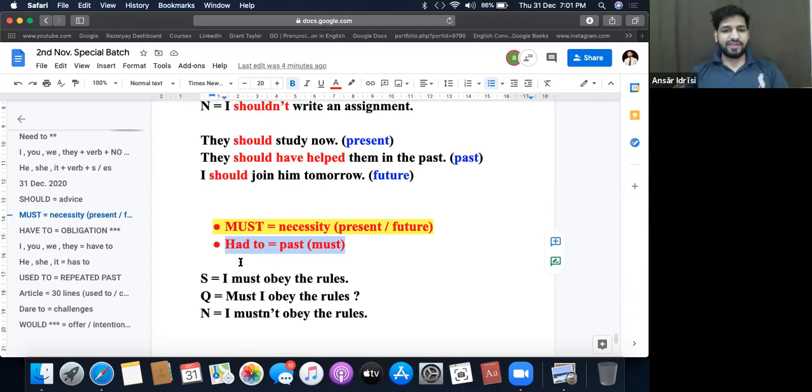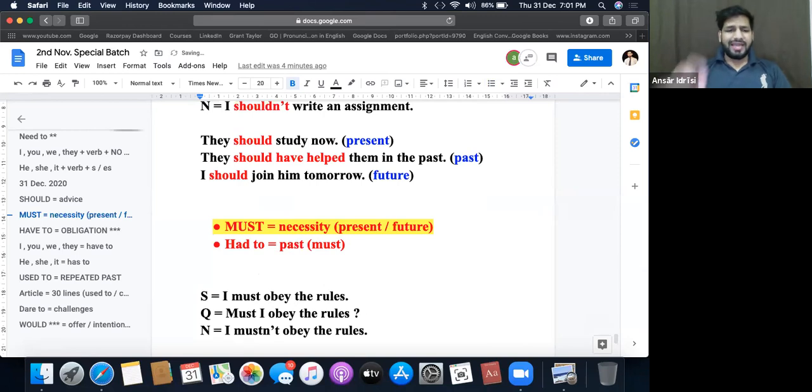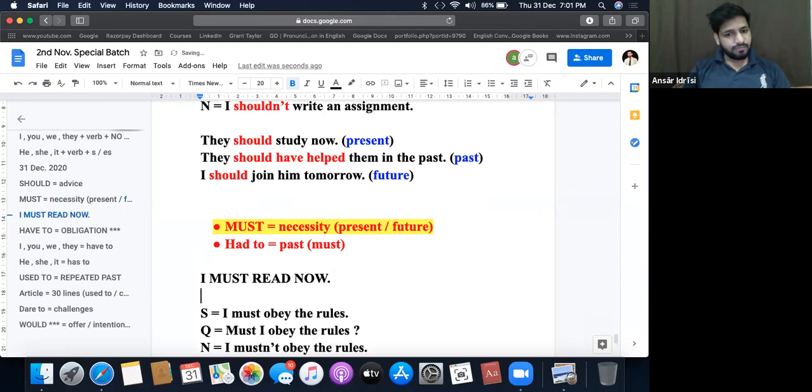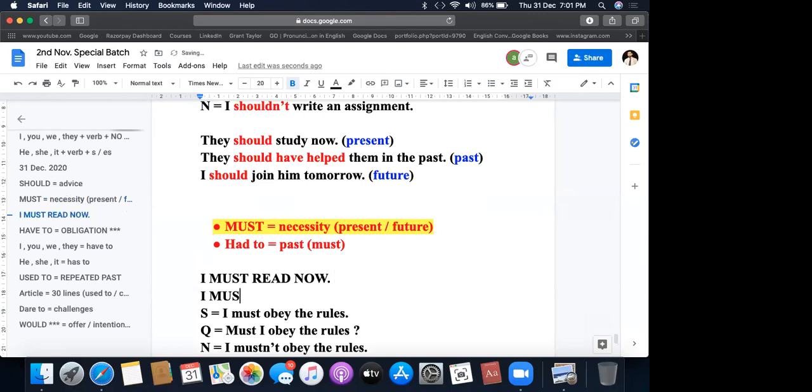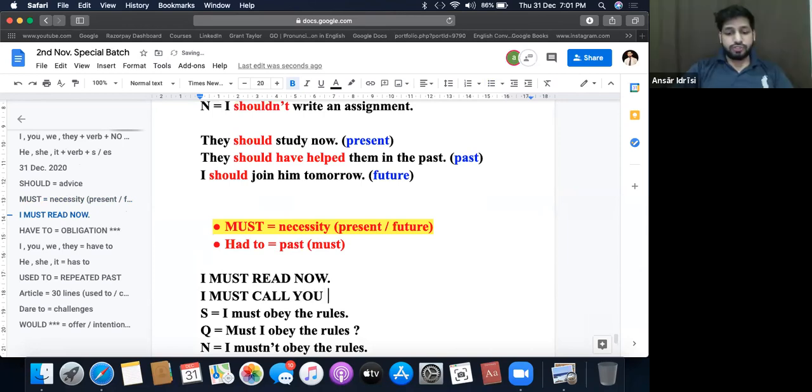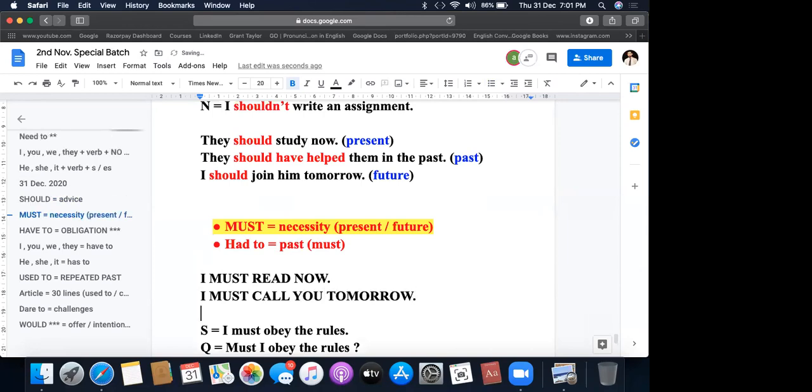For example, let me give you an example: present, past, and future. If I say sentence in present, I must read now. मुझे अभी read करना चाहिए. It is the present, right? Yeah, right. Next, I must call you tomorrow. It is what? Future.